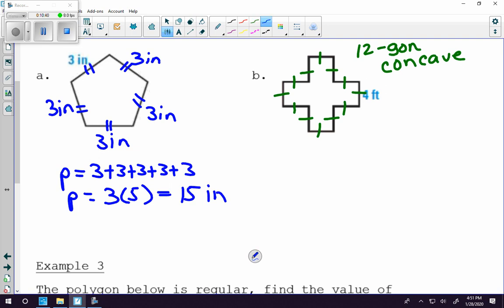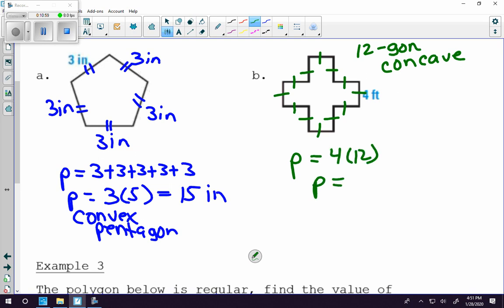Part A, going back, I apologize, it was a convex pentagon. And letter B, we got a concave 12-gon. We got 12 sides, so the perimeter of this 12-gon is going to be 4 times 12. So the perimeter around this concave 12-gon is going to be 48 feet.